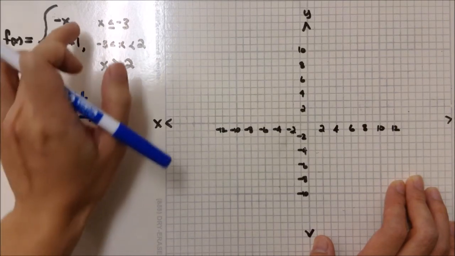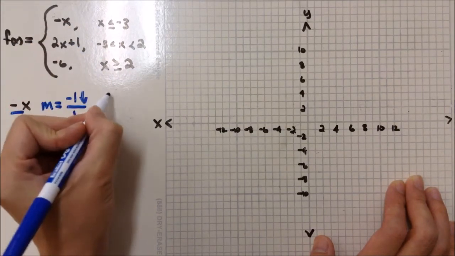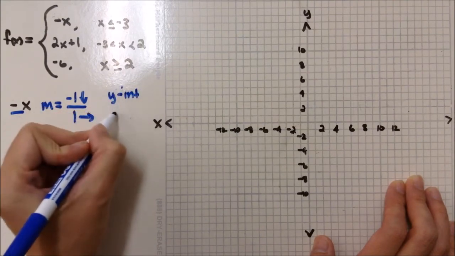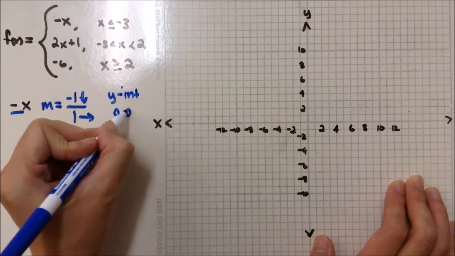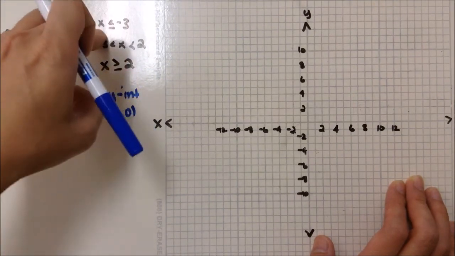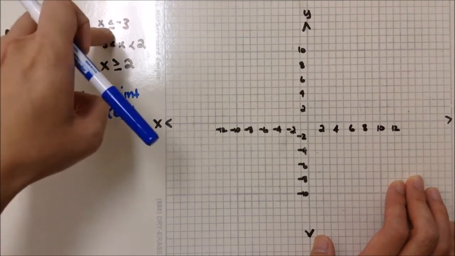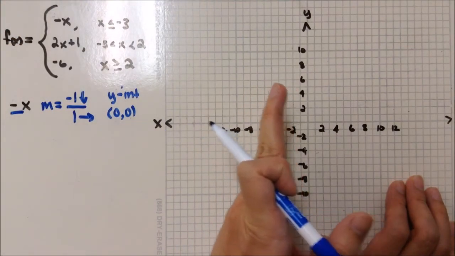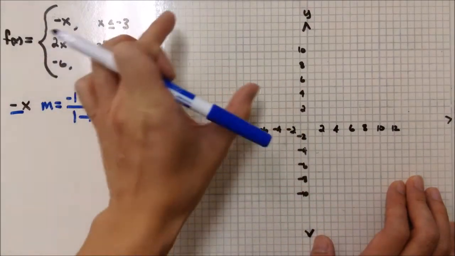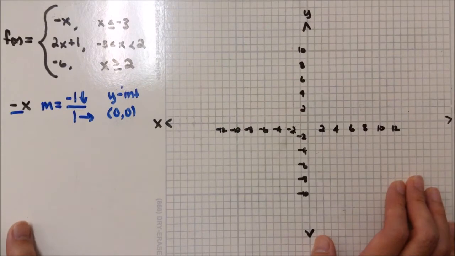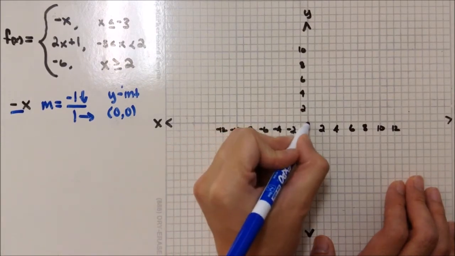Since there's no number after x, our y-intercept will be the coordinate 0, 0. But now keep in mind that with this function, x is less than or equal to negative 3. So anything less than negative 3, the left side, the graph will be shown. Anything greater than negative 3, it won't be shown. So let's take a look. Here's 0, 0.